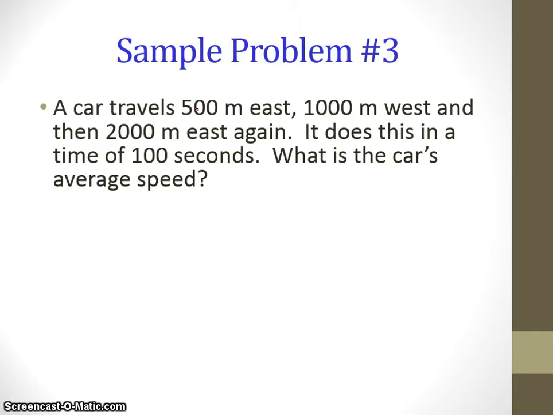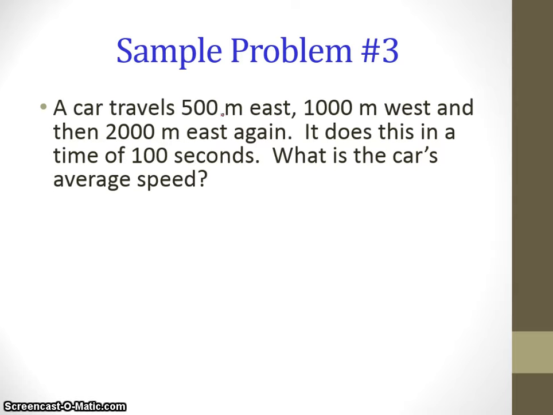So in this sample problem, we have a car that travels 500 meters east. It turns around and goes 1,000 meters west, and then it turns around again and goes 2,000 meters east again. And it does it in a time of 100 seconds. What is the car's average speed? Well, the average speed is the distance over the time. Now, how do you get the distance? The time is pretty easy, it's 100 seconds. But how do you get the distance? 2,000 meters, 1,000 meters, 500 meters. How do you get the total distance?